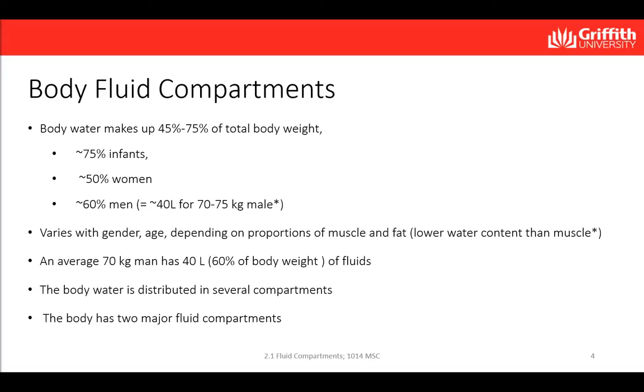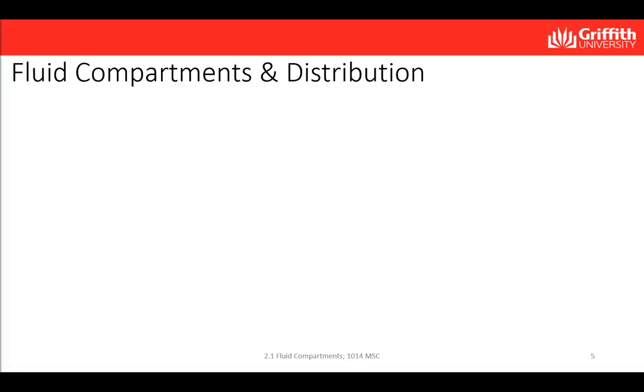An average man of around 70 kilograms holds roughly 40 litres of water, which accounts for 60% of his body weight. Water in our body is distributed into two major compartments. Those two compartments are the intracellular fluid compartment, also called the ICF, and the extracellular fluid compartment, also called the ECF.